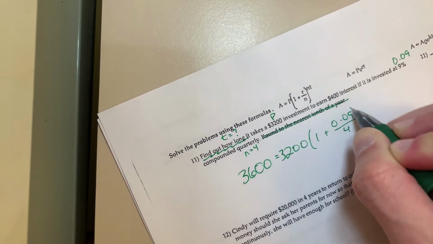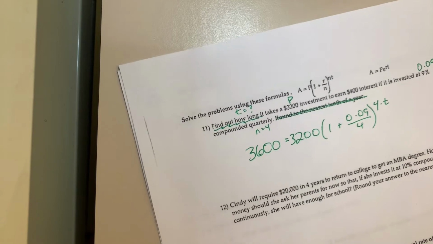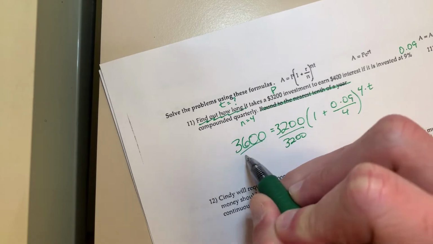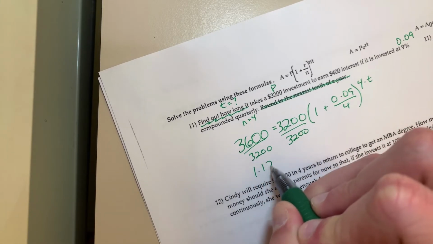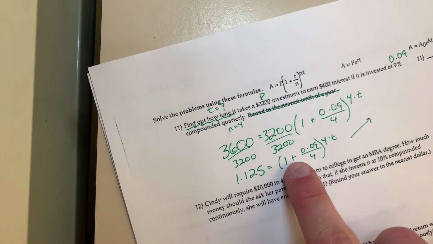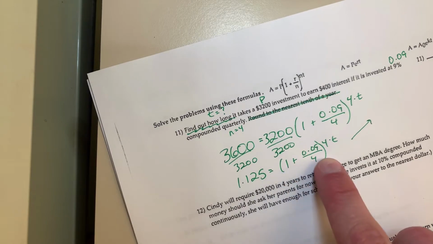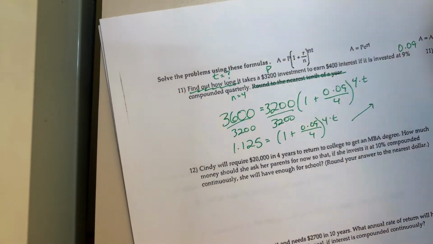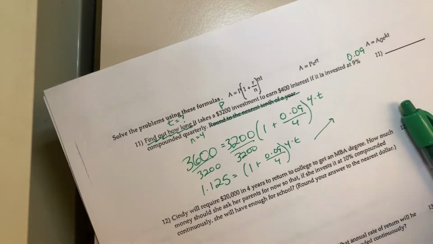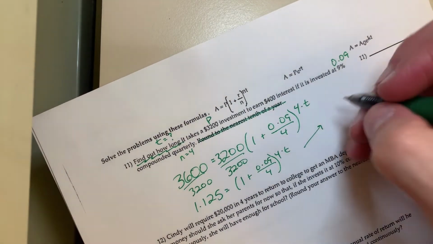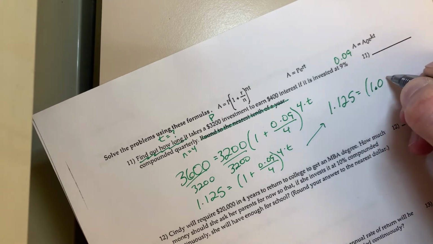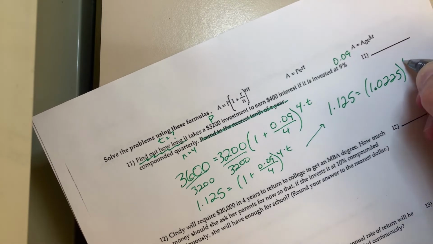Substituting the rest of it in here. Again, t is my unknown amount. Okay, so I start this out by dividing by the 3,200. All right, so I think that would give me 1.125. And then from here, what would help is if I simplified this into a single value. So if I did that in my calculator, that would be 0.09 over 4, so about 1.0225. Okay, not necessary to have all those decimals, but again, the more that you include, the more accurate your answer. So let's keep it like that, 1.0225 to the 4t power.